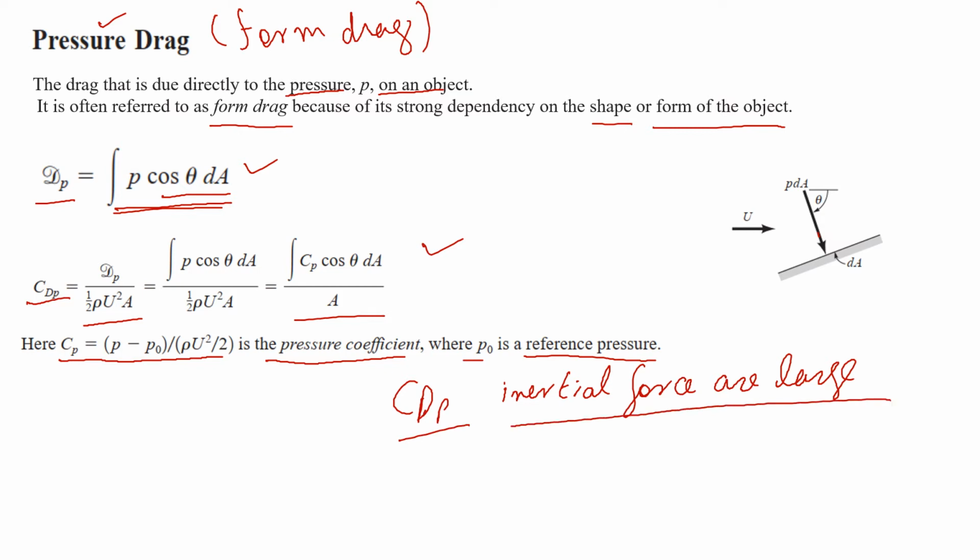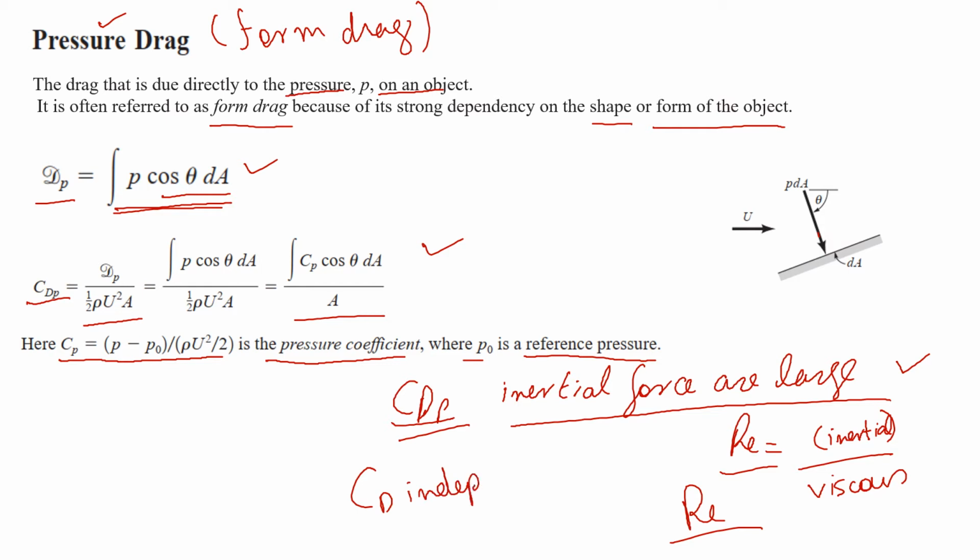As you can see, inertial forces are large. So what does that mean? We know that the Reynolds number is the ratio of inertial forces to the viscous forces. So by large inertial forces, we mean that we have a very large Reynolds number. In this case, the pressure drag force will be very minimum, so much so that the drag force will be independent of the Reynolds number. It will be independent due to the high energy in the fluid particles, because at high Reynolds numbers the fluid particles will have high energy and will not stick to the surface of the body that is immersed in the fluid.